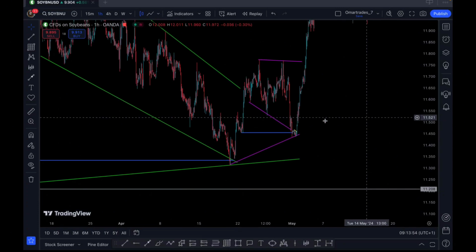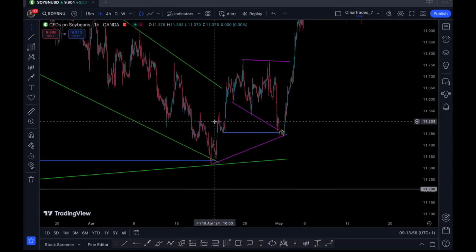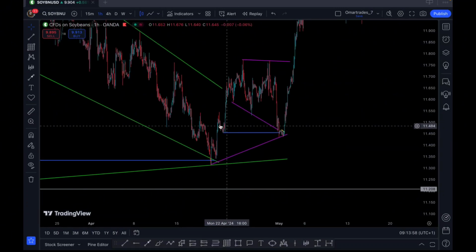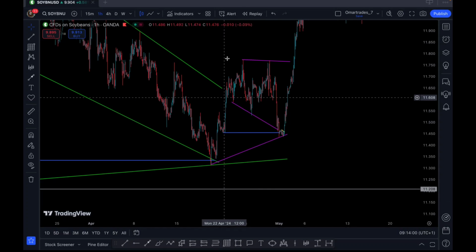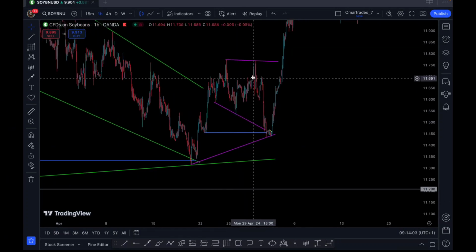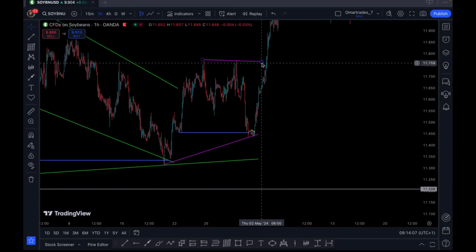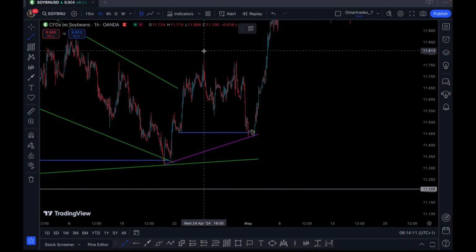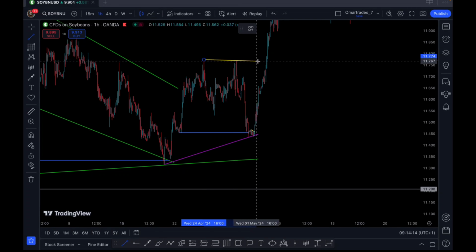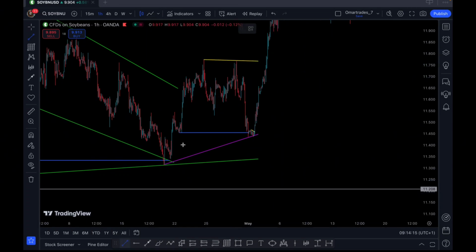Now it gives us this impulse, it left a footprint, which is a hook point, and then it aggressively pushed from that area. Now price came back to that area again. We can now delete this one and see, okay, what did price do? We have our top around there, we have our bottom around here.